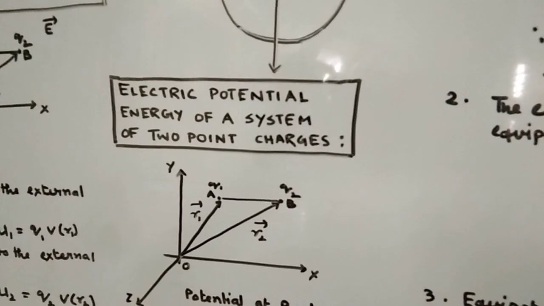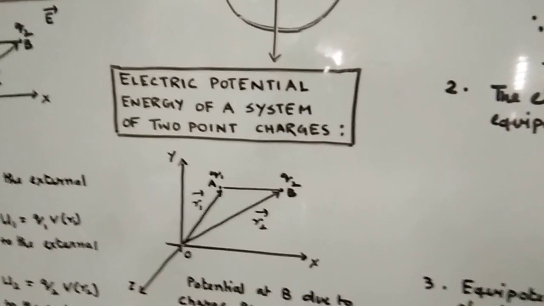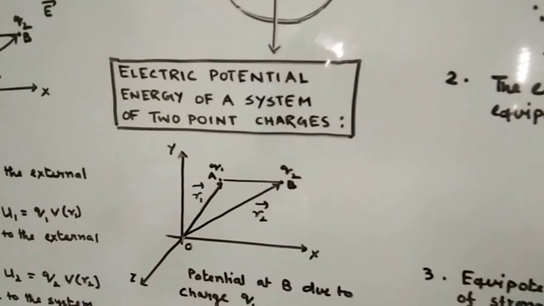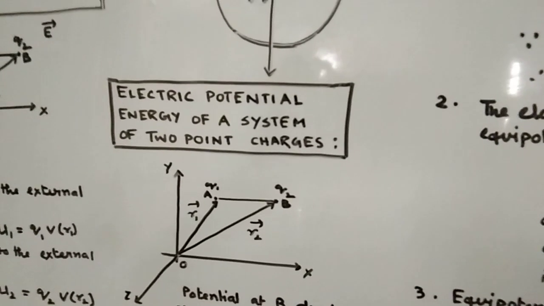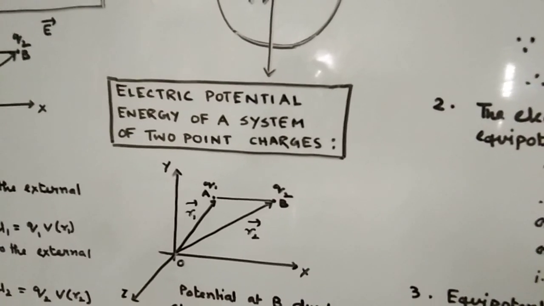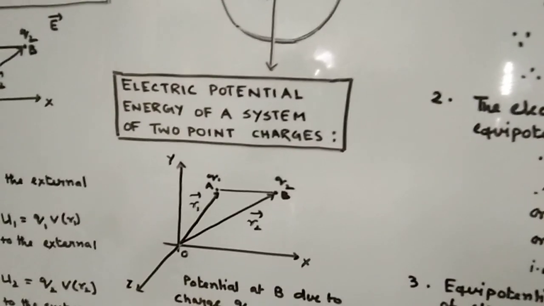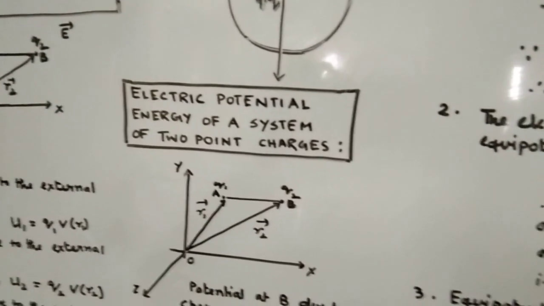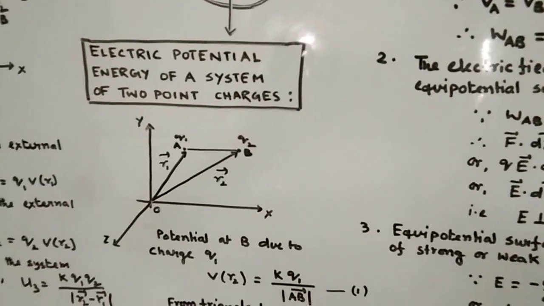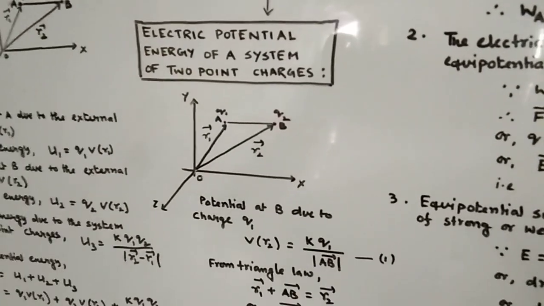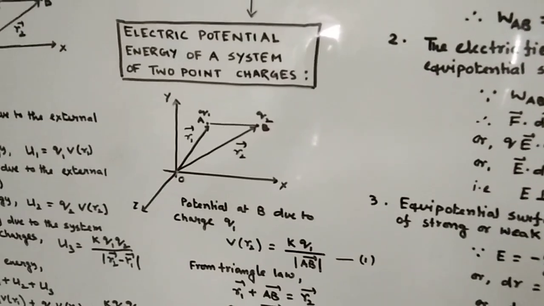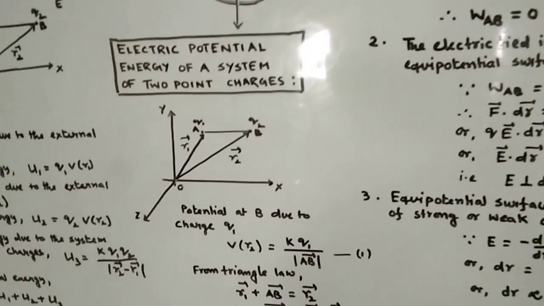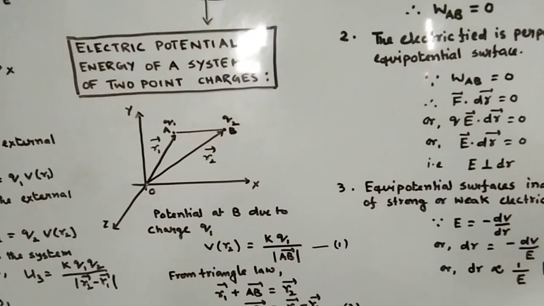So once we have placed the charge q1 at A, then definitely some field will be generated due to the charge q1. Now under this situation, if we bring another charge q2, then definitely we must do a certain amount of work to place the charge q2 at B, because B is within the field of q1. So potential at B due to the charge q1, we have given as a function of r2, because B has a position vector r2 and A has a position vector r1.